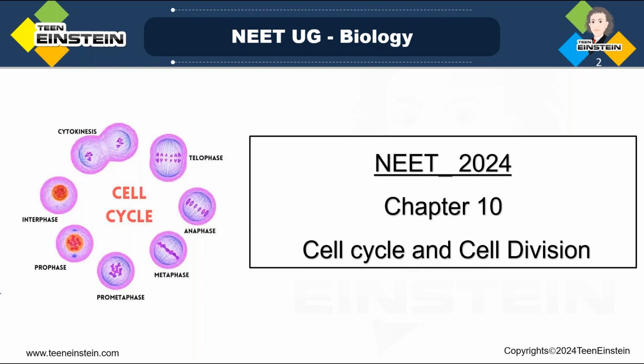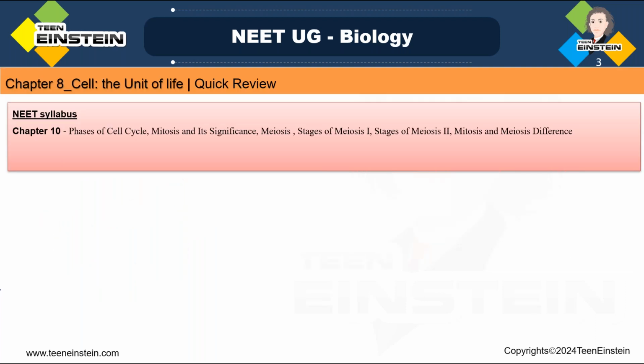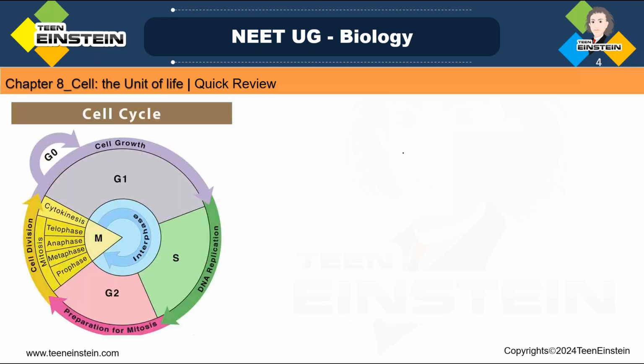Okay, so here we have learned in chapter 10 NEET syllabus, showing here phases of cell cycle, then mitosis and the significance of mitosis, and the same way you need to learn about meiosis, stages of meiosis 1, meiosis 2, then difference between mitosis and meiosis. Okay, these many things you need to learn from this chapter. So we have already discussed about cell cycle.